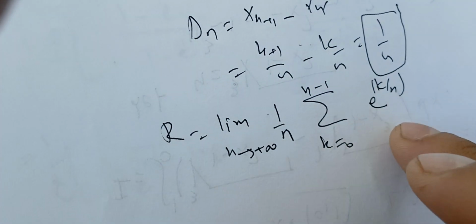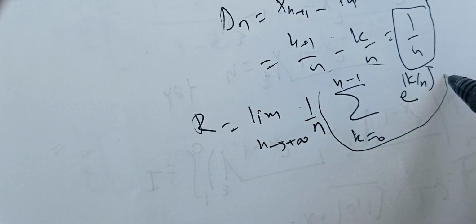Okay, now we have our formula. So here let's rewrite this one. Let's forget about 1 over n and forget about the limit. Let's forget about this one. So let's just focus on this one.